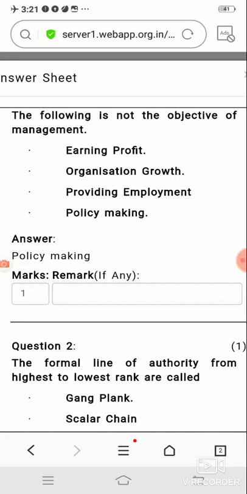Management has an objective to achieve business goals, and what is the business goal? To earn profit, to provide growth to the organization, to provide employment, that is a social objective, right? To provide employment to the people of society also. So what is left here? That is policy making. So policy making is not the objective of management. Policy making is the work which is done by the top level of people.